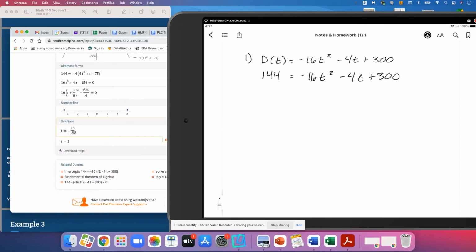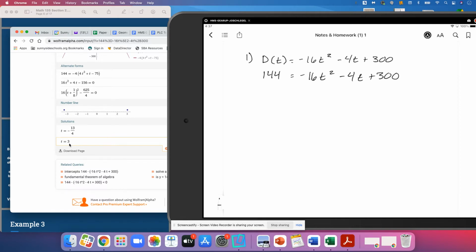So t equals negative 13 over 4. The only way that we are going to have negative time is if you were able to go back in time, and this is not Back to the Future. We have no DeLorean. So this answer is a throwaway answer because it does not exist. The answer that does exist is t equals 3.